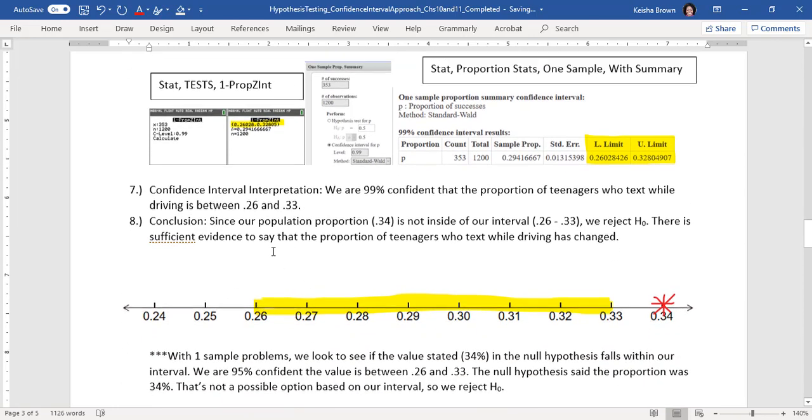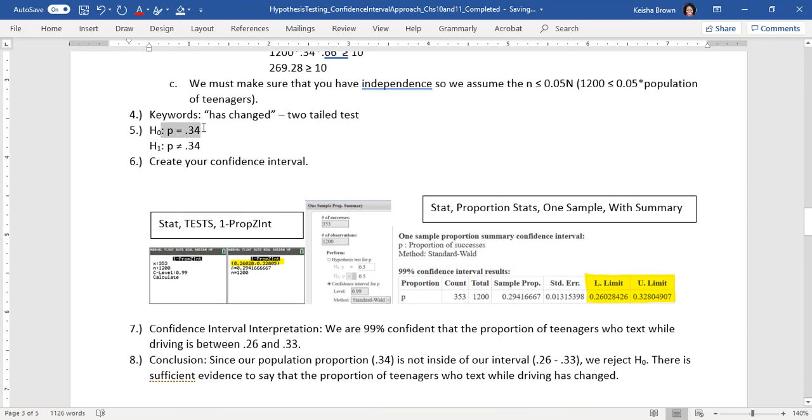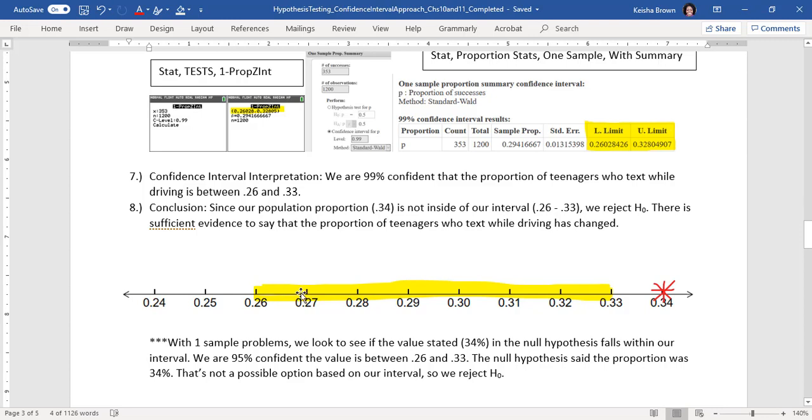For one sample in the confidence interval approach, you're looking at the null hypothesis value. Does that number fall inside of your interval? And it does not. Our interval says we think the number is between 0.26 and 0.33. Null hypothesis says it's 0.34. Since that's not inside of our interval, we reject the null hypothesis. We say that that's not possible. So there's sufficient evidence to say that the proportion has changed.